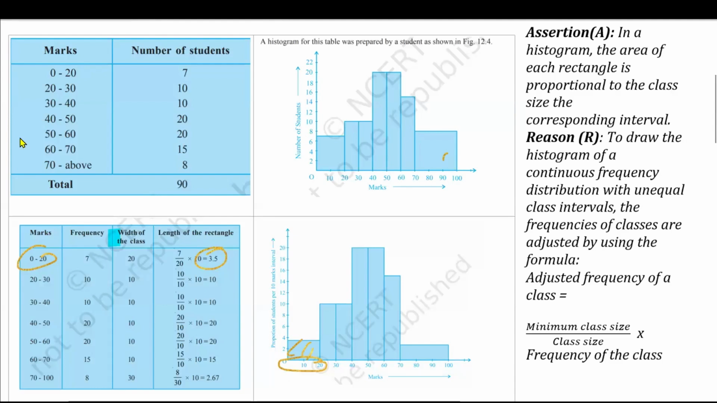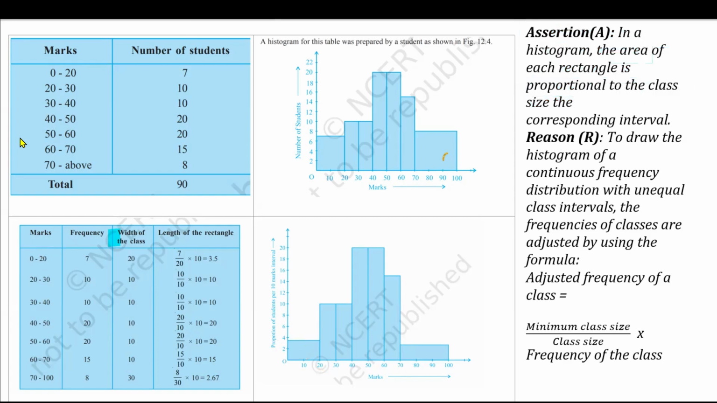Based on the same concept, I have taken one more question. That's an assertion reasoning question. It says, assertion: in a histogram, the area of the rectangle is proportional to the class size. That's very incorrect. As I told you, the area of this rectangle is proportional to the frequency and not the class size. So the assertion is clearly wrong.